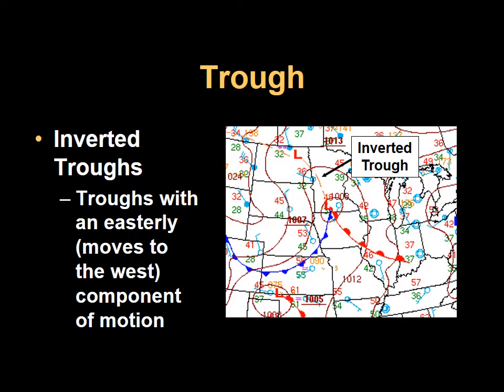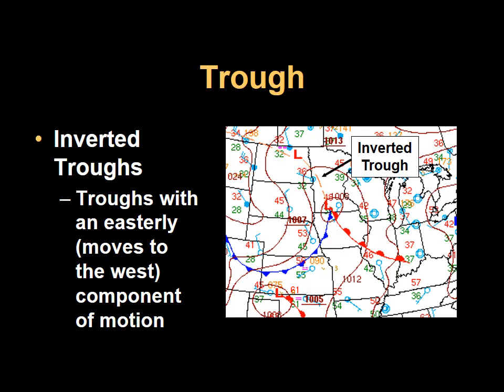An inverted trough is one that has an easterly component of motion, meaning that the trough itself moves from the east to the west. Typically, inverted troughs are found in the northern hemisphere on the northern side of a low pressure system like you see here in this figure or in this weather map. Inverted troughs are very important because that's where typically you find the heaviest precipitation.